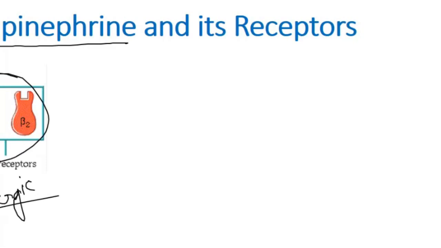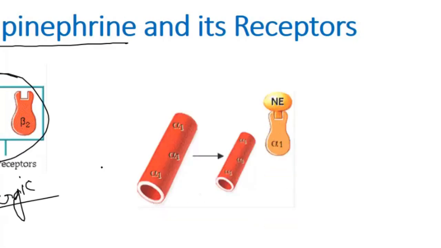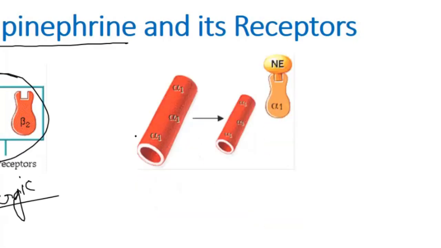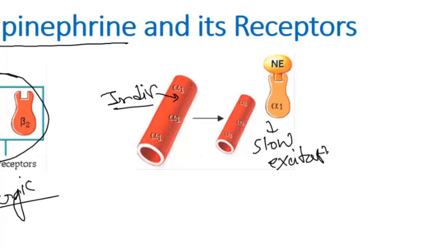In this case, norepinephrine acts indirectly at alpha 1. If you look at the case of alpha 1, it works indirectly through the alpha 1 receptor and it causes slow excitation, because we know if the process is indirect, it's always slow, right? This causes smooth muscles to contract.